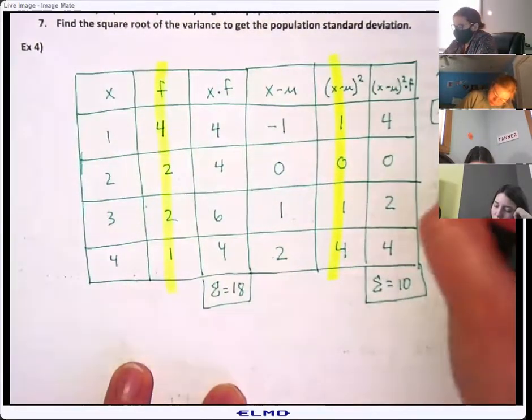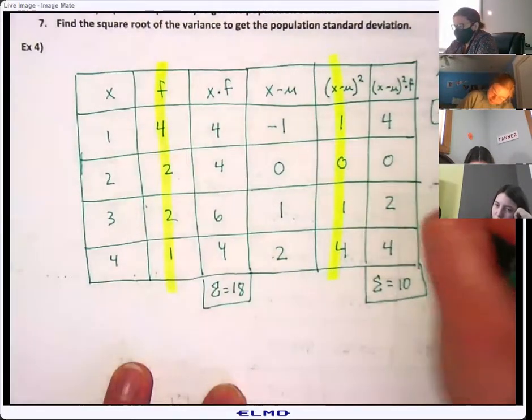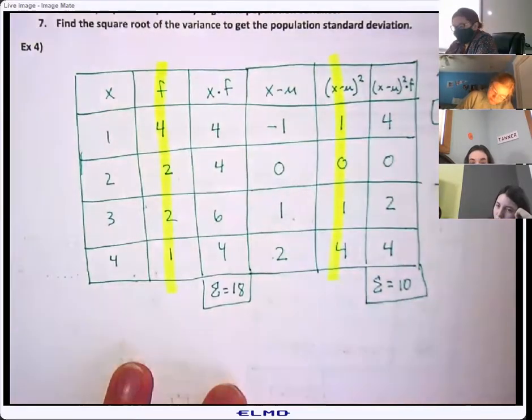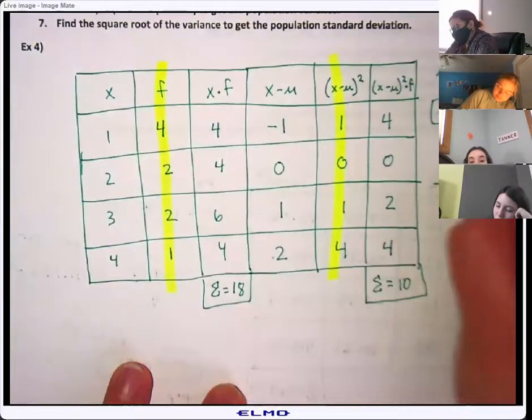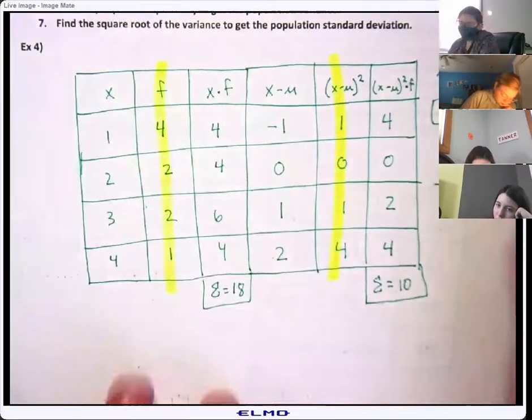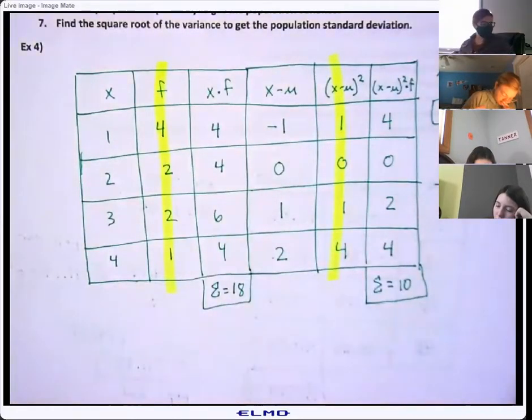Divide by, how many people did we have in this data set? Wasn't it nine? Six, seven, eight, nine, yep. What is that, 1.11?